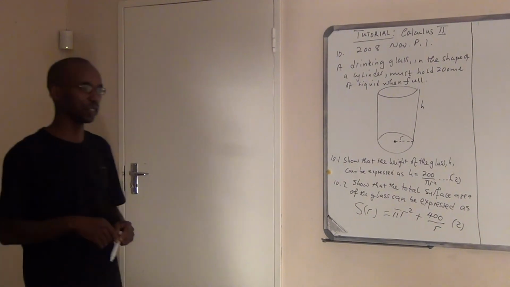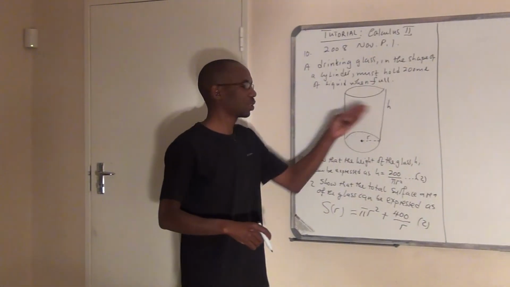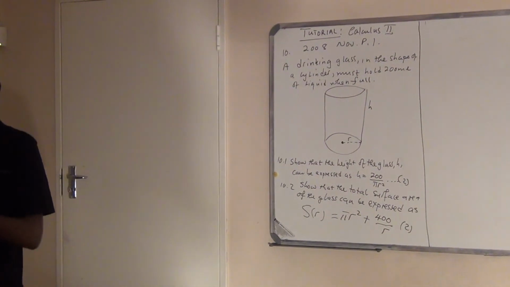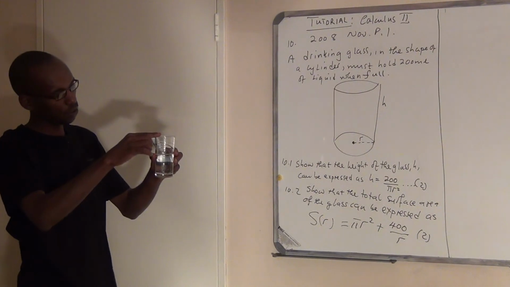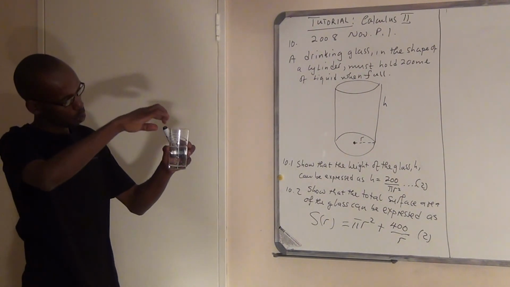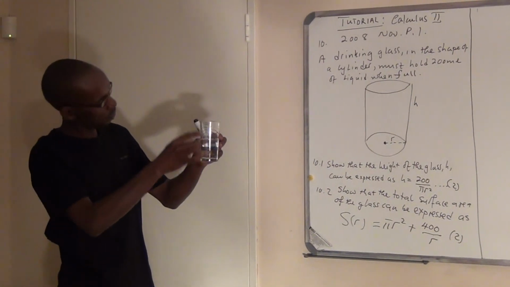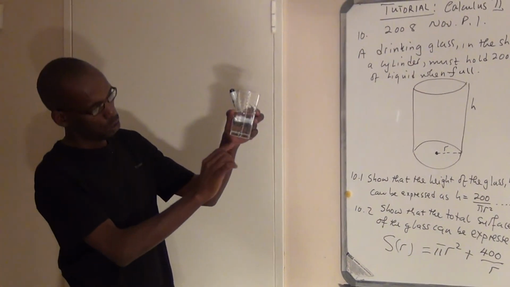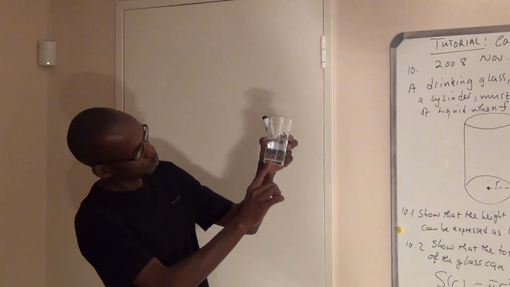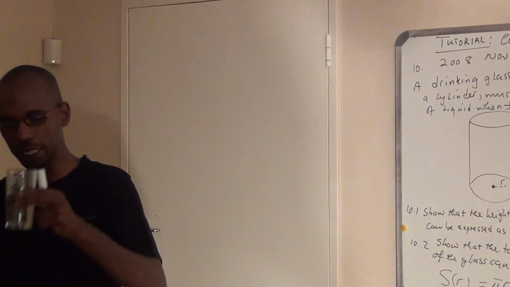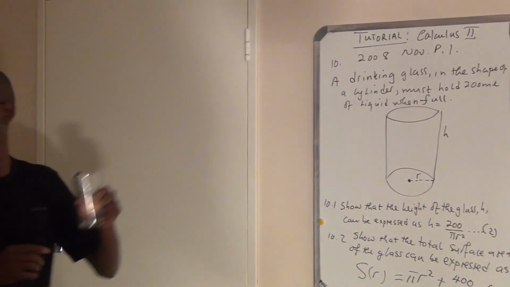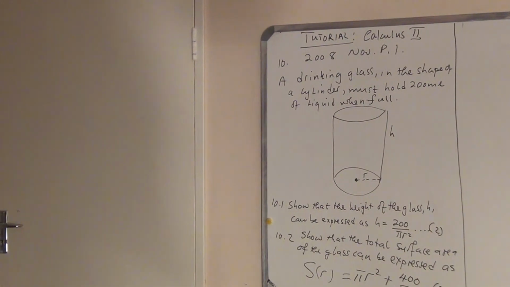I'm sure it's actually something very similar, and we are given dimensions. H obviously represents the height of the glass, say from here, from one end to the other. And R represents our radius. So from the center to the edge, we can see that the base, because it's actually a cylinder, has to be circular in nature. Okay?